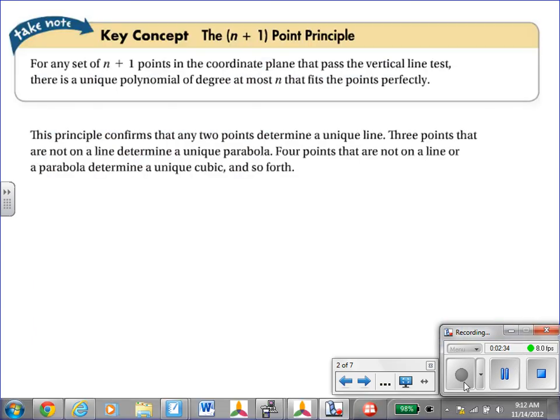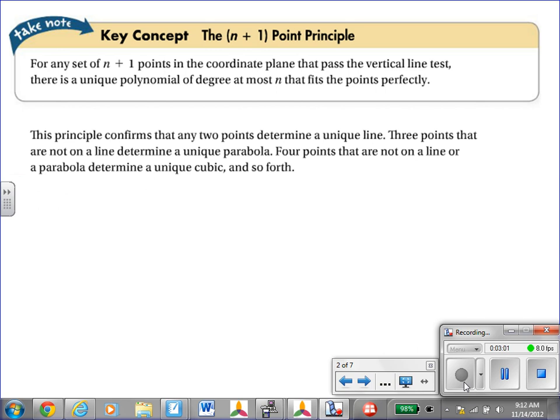All right. One of the concepts, the only one in this section that we're going to really talk about, is this n plus 1 point principle. And here it's pretty easy. It says for any set of n plus 1 points in the coordinate plane that pass the vertical line test. Remember, you guys remember the vertical line test? If you can draw a vertical line and it passes, then it's a function. Okay? There is a unique polynomial of degree at most n that fits the points perfectly.